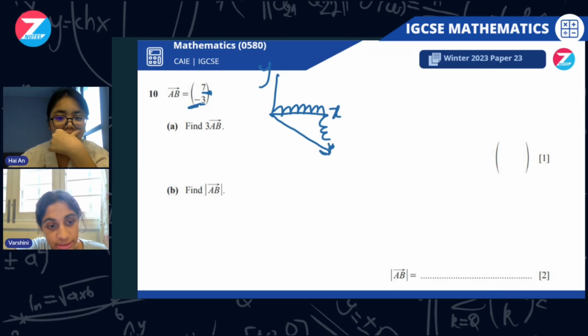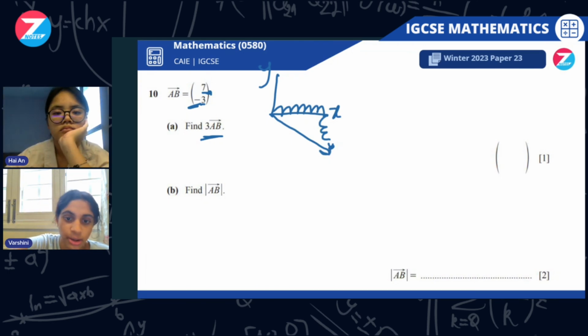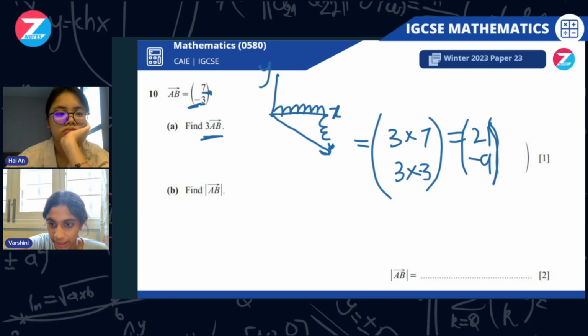Okay, but now they want us to find 3 into our vector. So we know 3 into AB is going to be 3 into 7 and 3 into minus 3. So if you do that, that's going to give us 21 and minus 9. Even though these numbers are multiples of each other, we can't divide them or cancel them out.